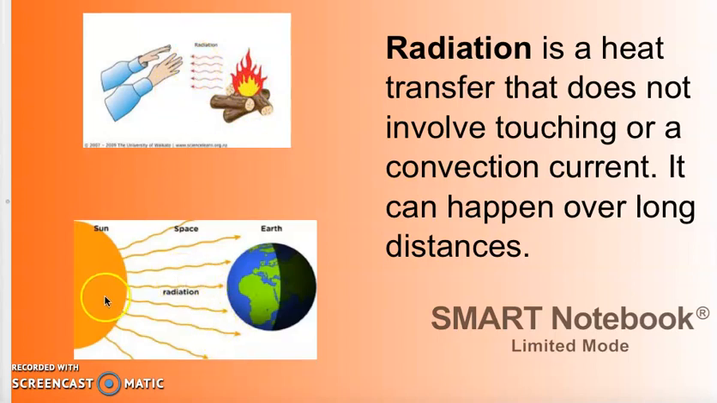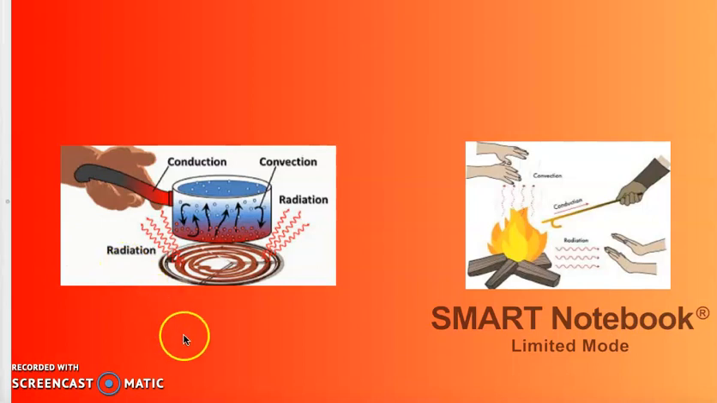And the reason I have the sun and the earth here is that's exactly how the earth gets heated. You have the light from the sun, which is going from one direction to another. It's not in a convection current. It's not touching each other. It doesn't even have to have air for the heat to go to us. So, a good example of radiation is the way we are heated from the sun. So I have a slide which has all three.